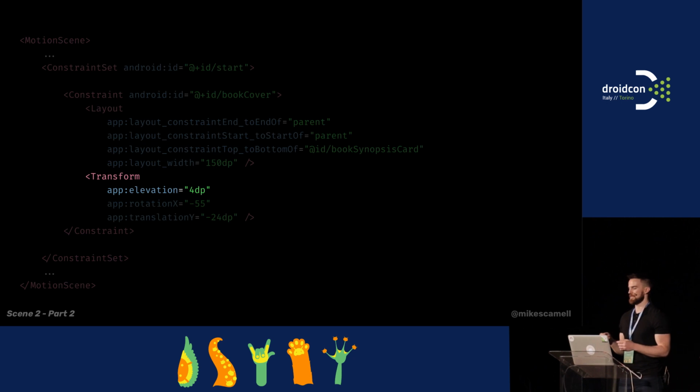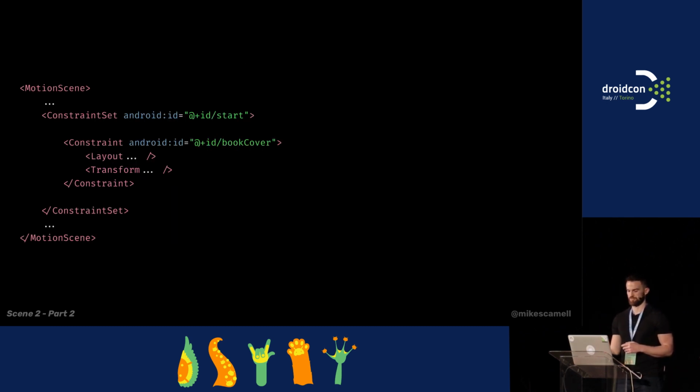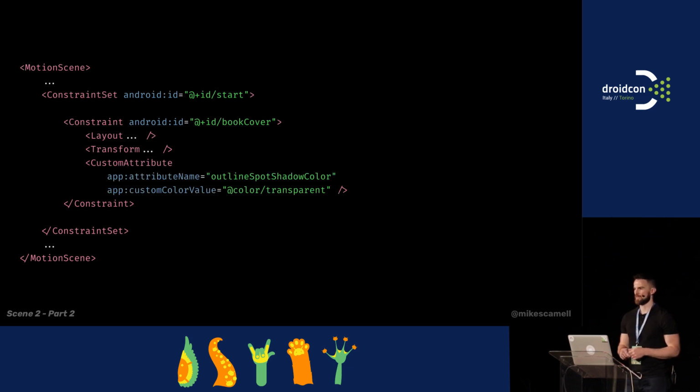Next, we can add back in the 4 dp elevation so that we ensure the book cover stays over the top of the book synopsis card. We can also use a custom attribute. So we set the outline spot shadow color, which does the shadow, to transparent, so we get the elevation but not the shadow. Now I tried to set the outline ambient shadow color as well, which is responsible for setting the shadow that comes at about 45 degrees down from the top of the screen to the bottom. I always got an array out of bounds issue when I tried to do it. Luckily though, you can't really see it, so does it really matter? For me, no, we can move on and carry on being productive.